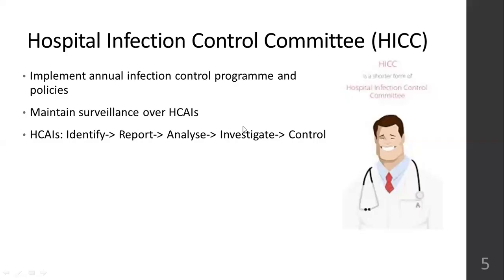Based on that, investigation has to be done. Why did this patient get this particular healthcare associated infection? What went wrong? What were the discrepancies in the care? What were the inherent factors the patient already had which could put them at risk of infection? Once you find answers to these questions in your investigation, you would know better how to control. That is how you take care of hospital acquired, healthcare associated infections.